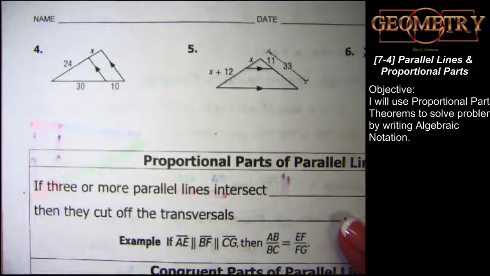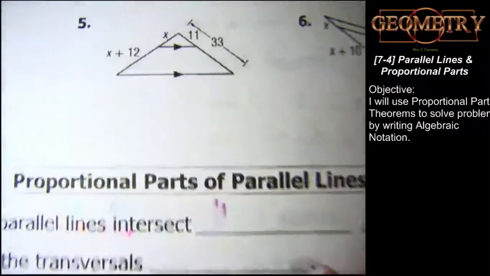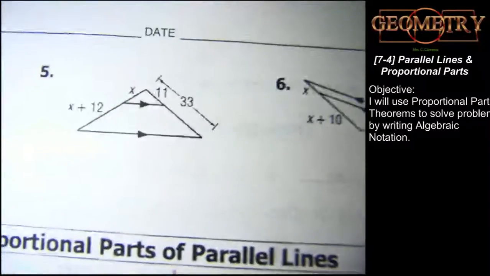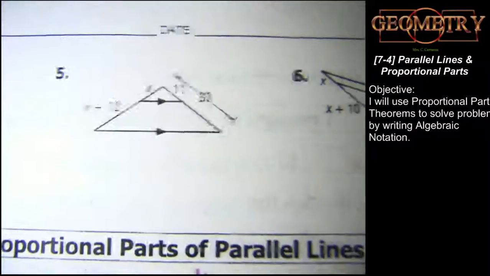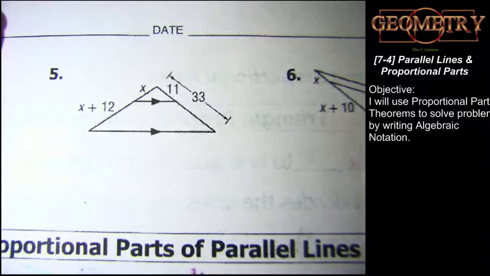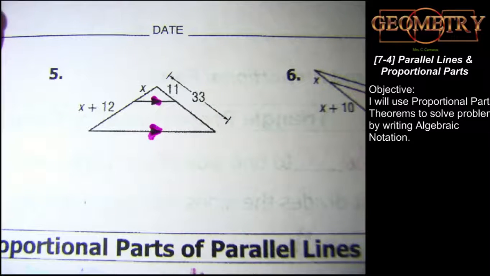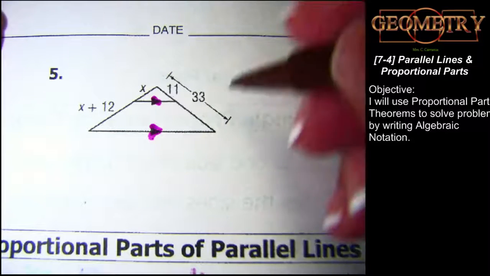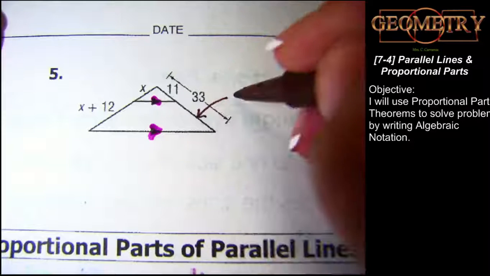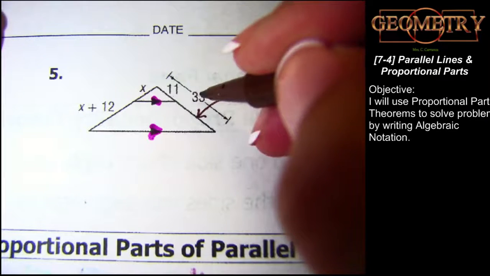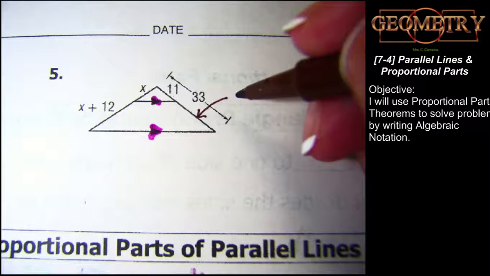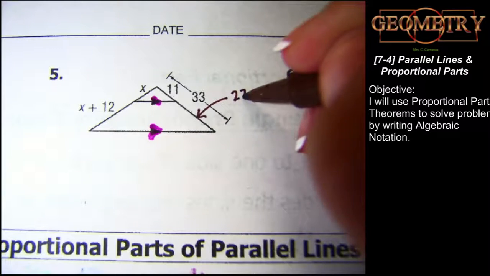Number 4 setup we've done. I want to look at number 5 because the setup looks like it might be a little more challenging. What do we have? We have 2 parallel lines, and we have a side that we can solve right away, which is that one, because 33 minus 11 would be 22.